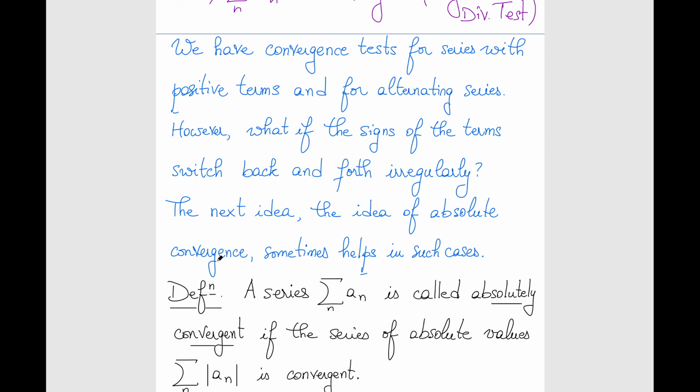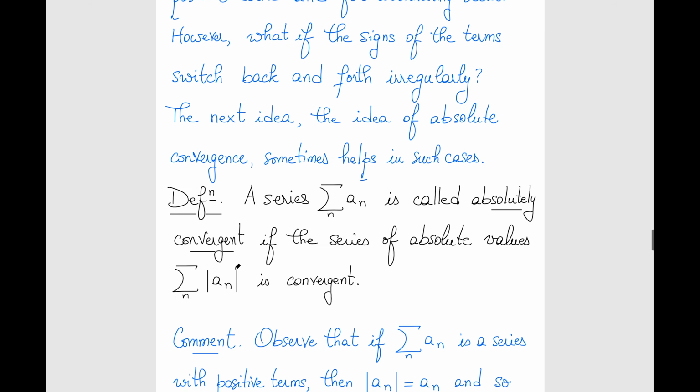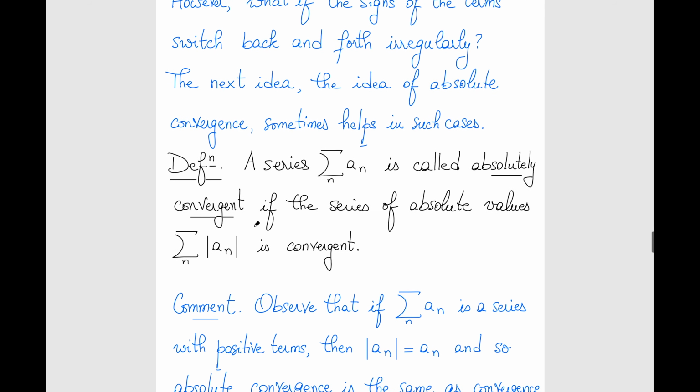The next idea, which is the idea of absolute convergence, is going to help in such cases. What's the notion of absolutely convergent? This is the definition. A series is called absolutely convergent if the series of absolute values is convergent. What's the difference between those two series? The terms of this series are the absolute values of the terms of the other series. So we say that a series is absolutely convergent if the series whose terms are made of these guys, but now with absolute values, is convergent.